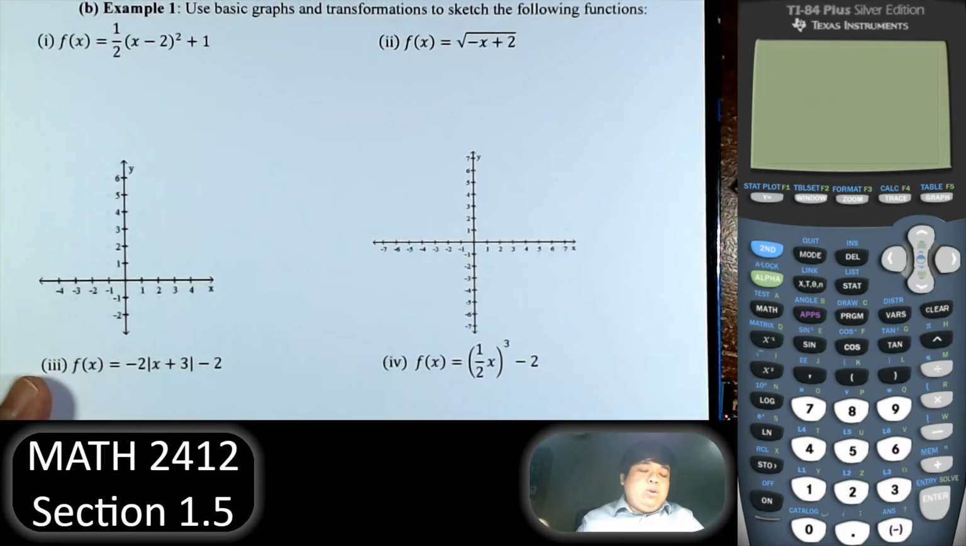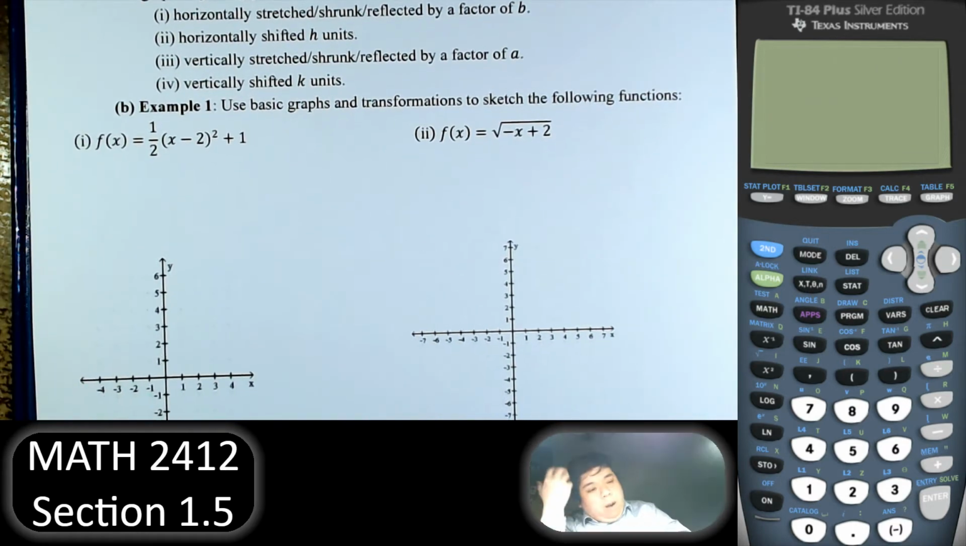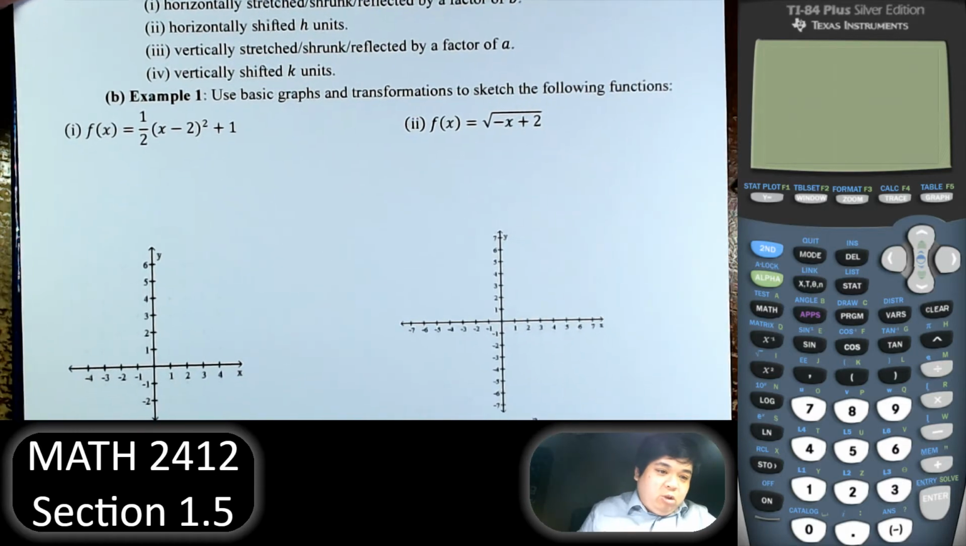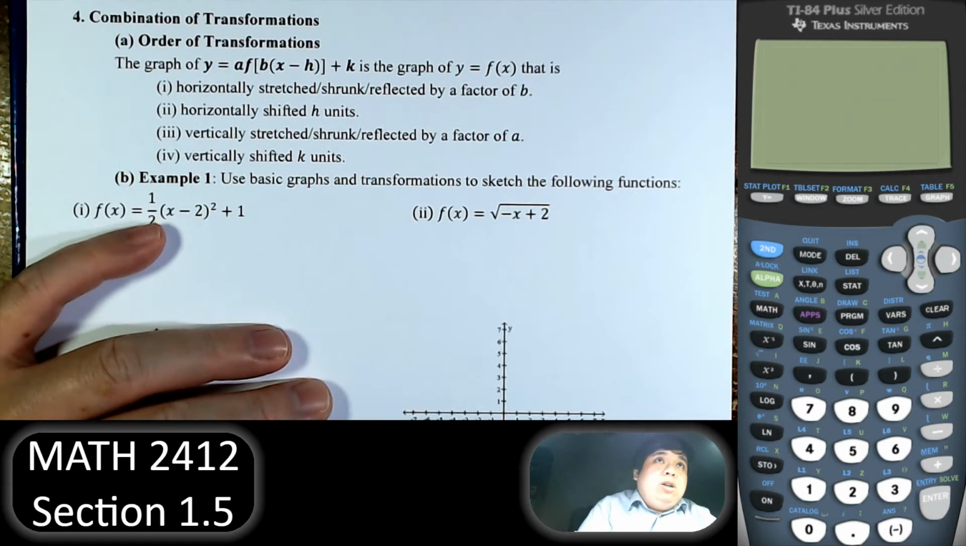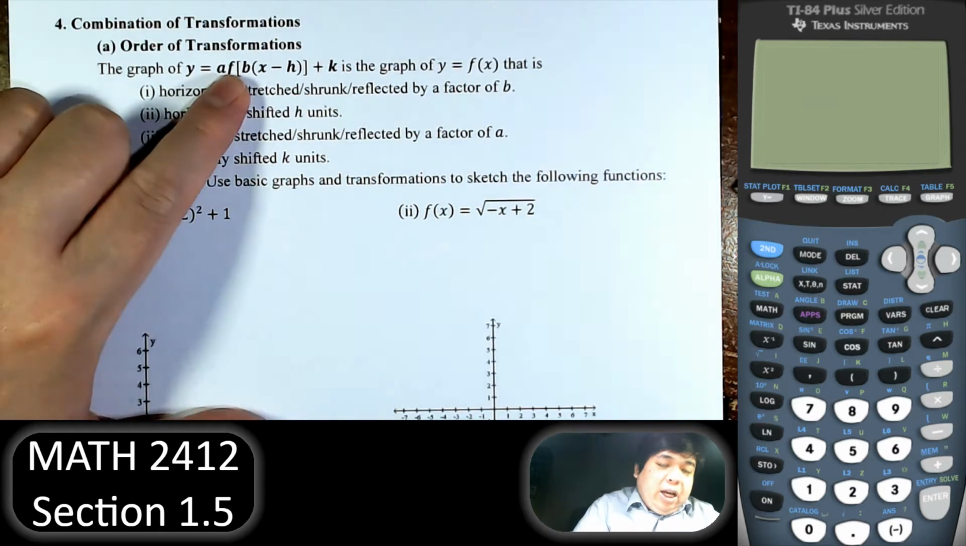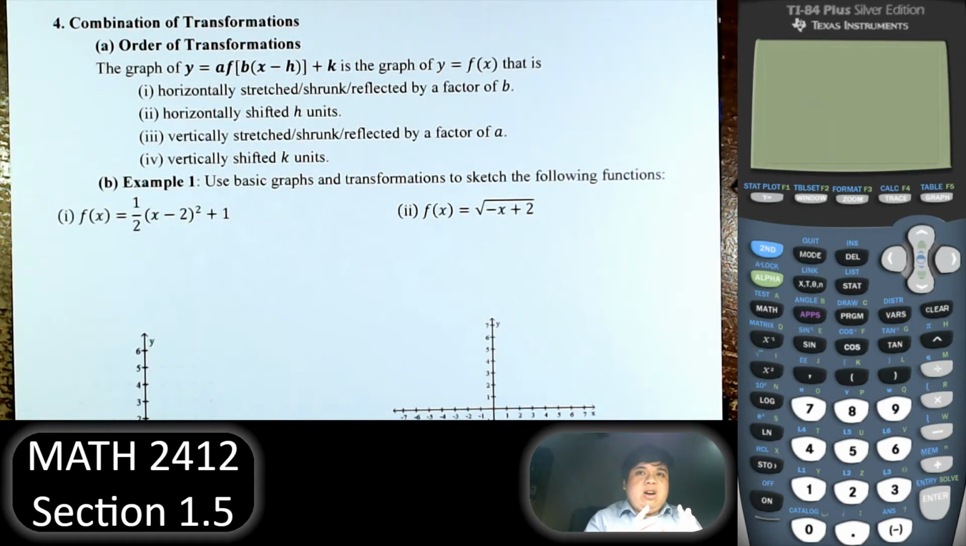Now put all of that together, we have this combination of all the transformations. And just like the order of operations, we do inside the parentheses first and then outside. So first inside and then outside. And within the inside, we do the multiply and divide first and then add or subtract, just like order of operations, right?